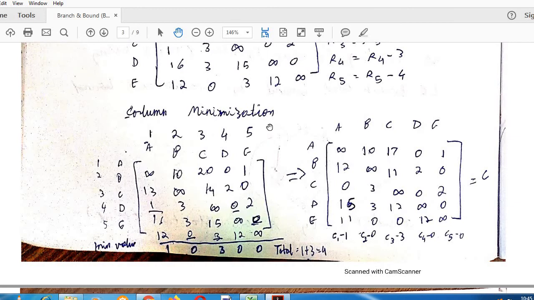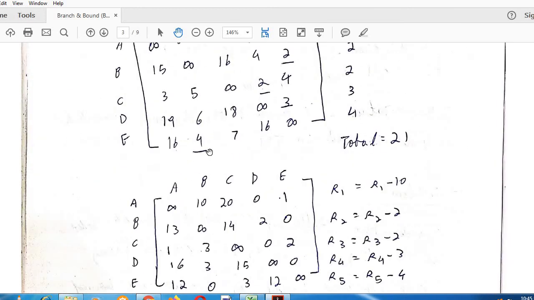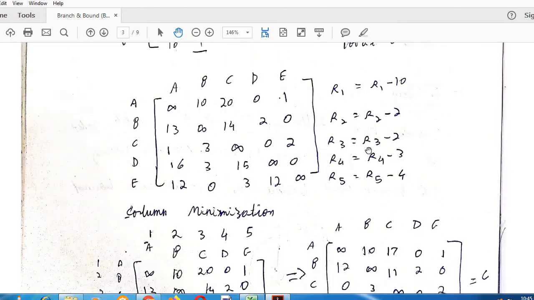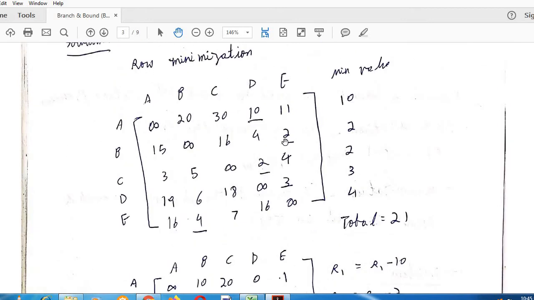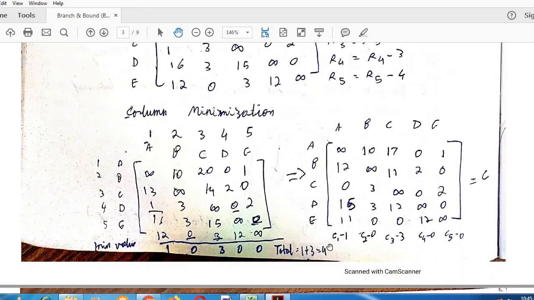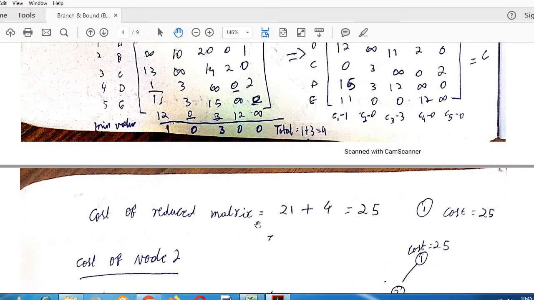So after performing row minimization and column minimization, we ultimately get a reduced matrix. Once we get this reduced matrix, we will total out the minimum values. Initially we got a total of 21 when I performed row minimization. When I performed column minimization, the total value of the minimum values is 4. So I am getting 21 plus 4, which will be the cost of the reduced matrix, which is 25.